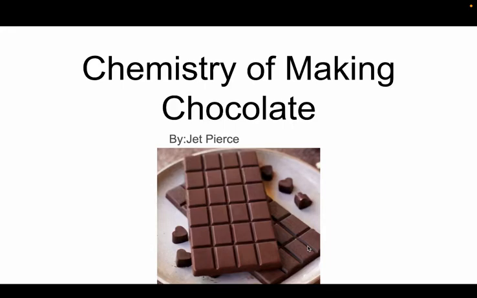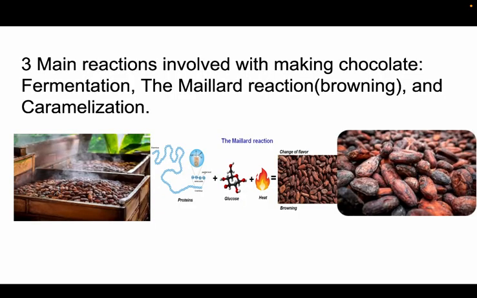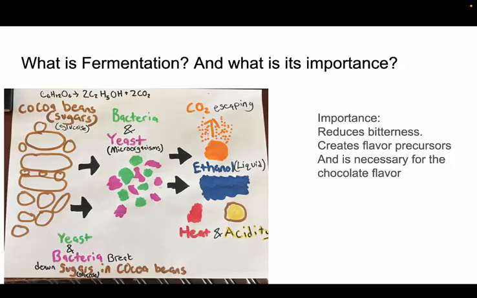This is my project on the chemistry of making chocolate. And the three main reactions involved with making chocolate are fermentation, the Maillard reaction, also known as browning, and caramelization. But I'll be going into more depth on fermentation, which is the first and most important step of the three.